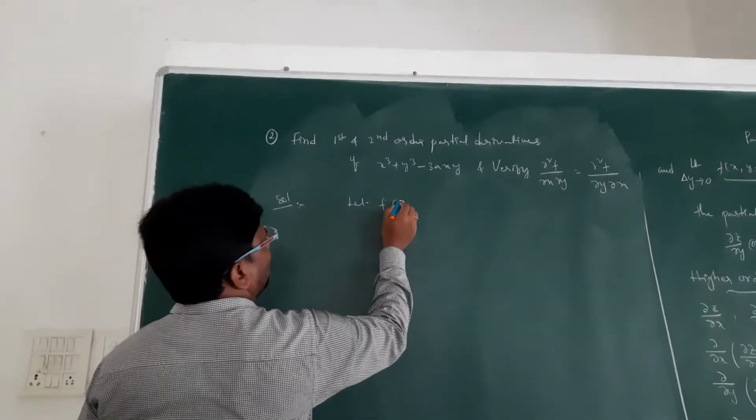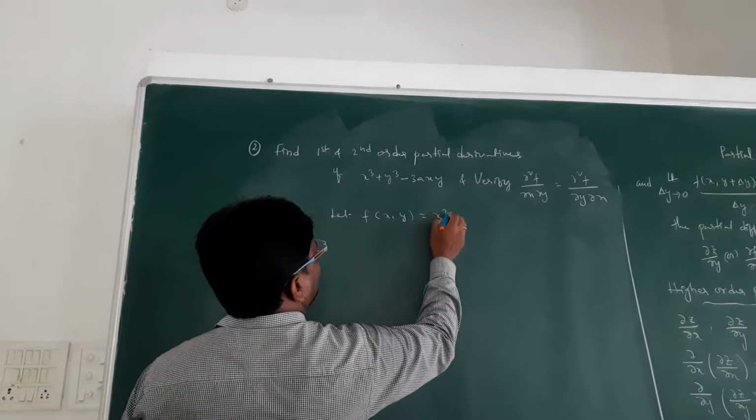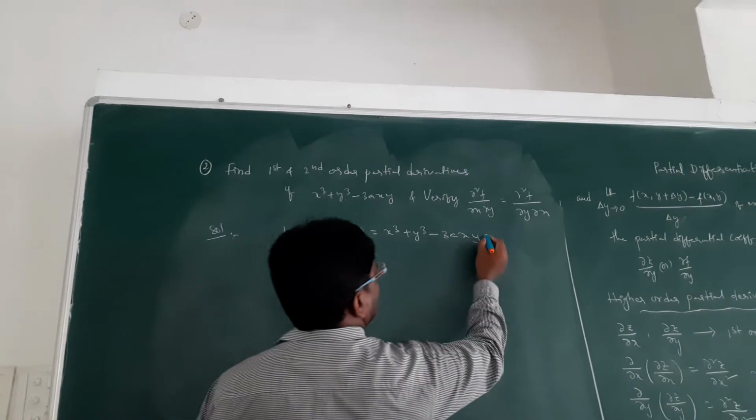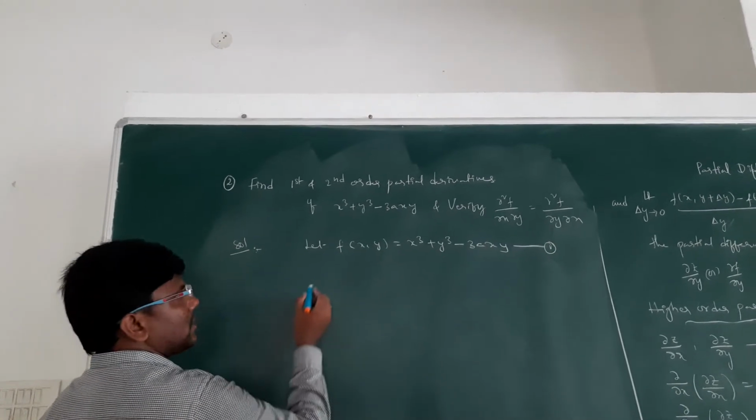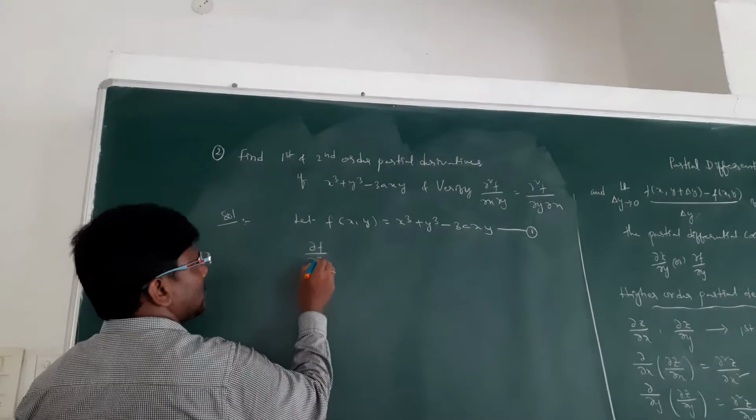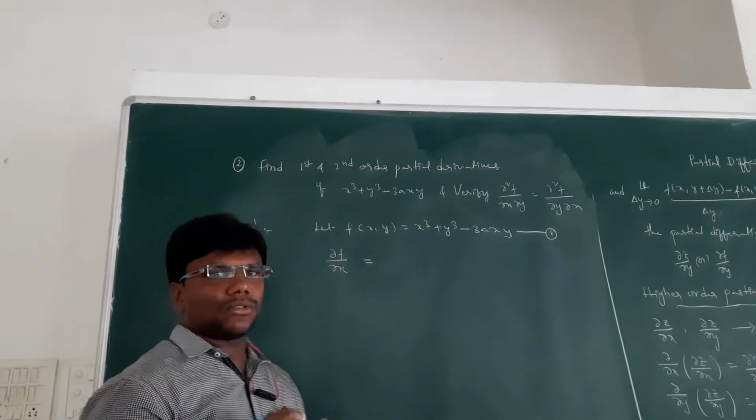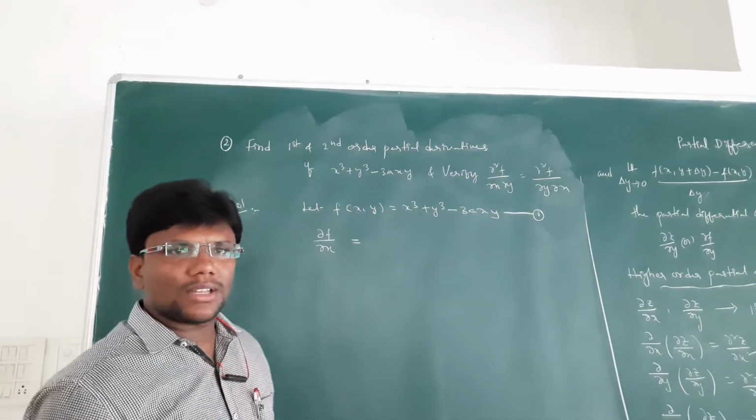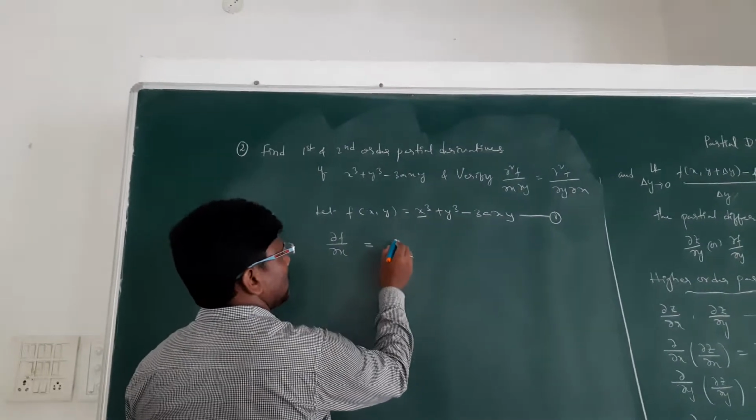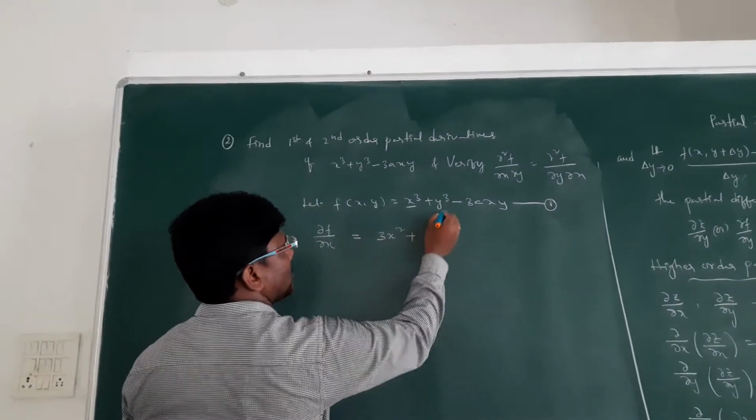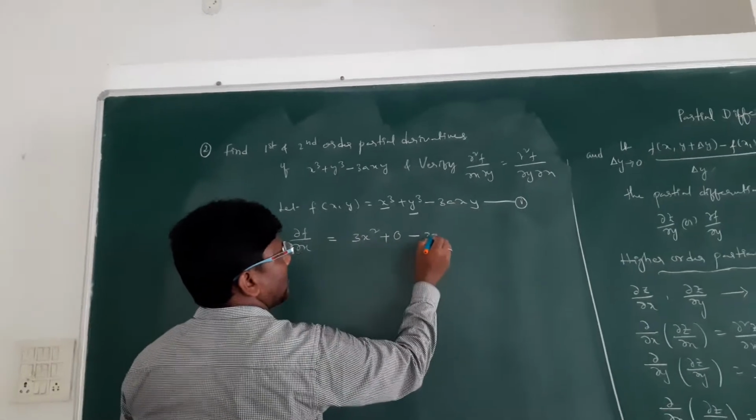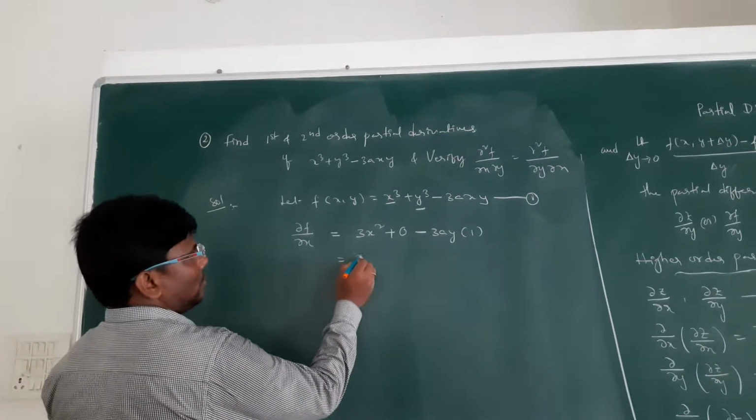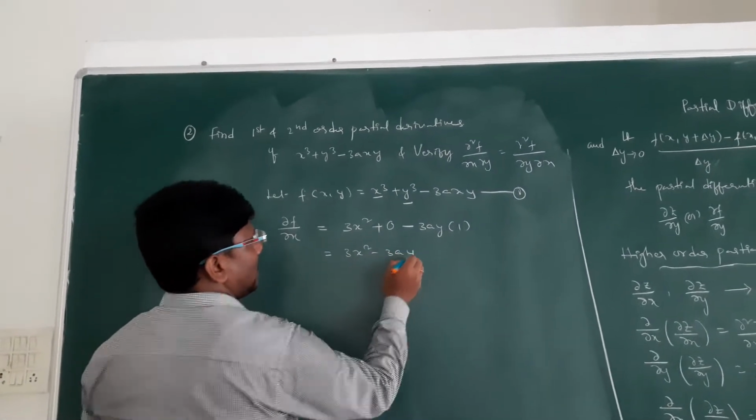Let f of x comma y is equal to x cube plus y cube minus 3axy. This we take as equation 1. Find the first order partial derivatives. Differentiate equation 1 partially with respect to x. When we are differentiating partially with respect to x, keep y terms constant. Here x cube derivative is 3x square, y cube is constant 0, minus 3ay is constant, with respect to x its derivative is 1. That is equal to 3x square minus 3ay.